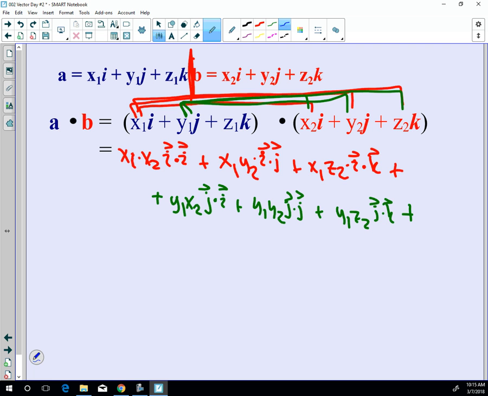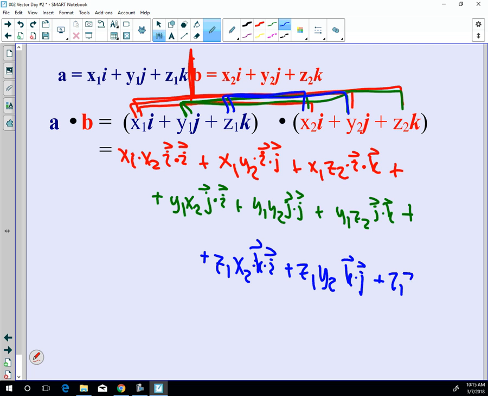There's that row. Now we have one more to go. Plus z1 x2 k dot i, plus z1 y2 k dot j, right? And then the last one, z1 z2 k dot k.